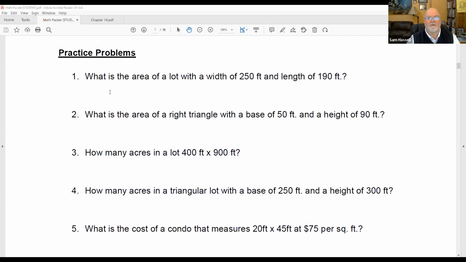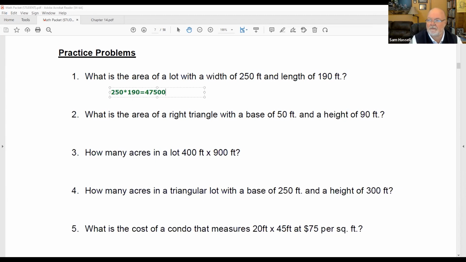So we're going to do what? If we have 250 feet wide by 190 feet long, we're going to multiply 250 times what? 190, right? And we're going to get 47,500.